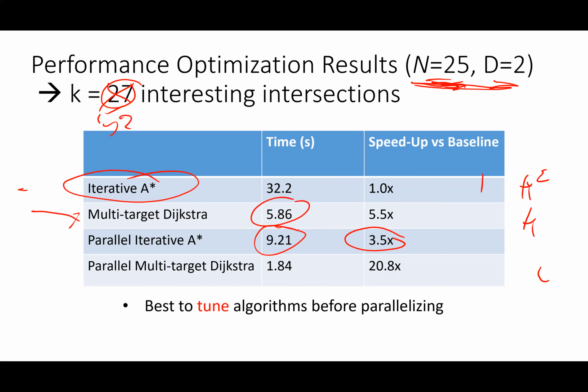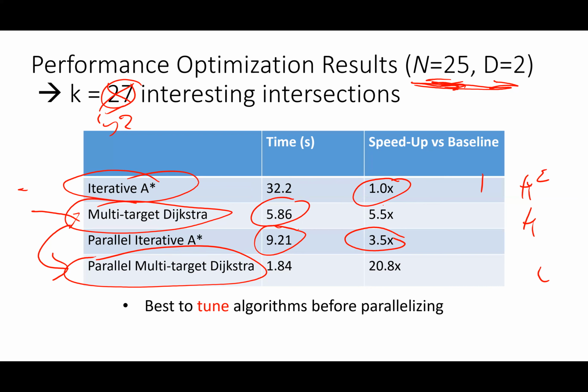And I can combine these things. I could take my good algorithm, this multi-target Dijkstra, and I could parallelize it. If I do that, basically the gains stack. My algorithm's better, and now I'm making my algorithm almost 4 times faster by running on 4 cores, compared to a basic A star algorithm running on 1 core. I'm actually 20 times faster. I'm down to 1.84 seconds. So that's fast enough that this will actually work fine for the biggest problems and still leave me a fair amount of time for optimizing my delivery order.